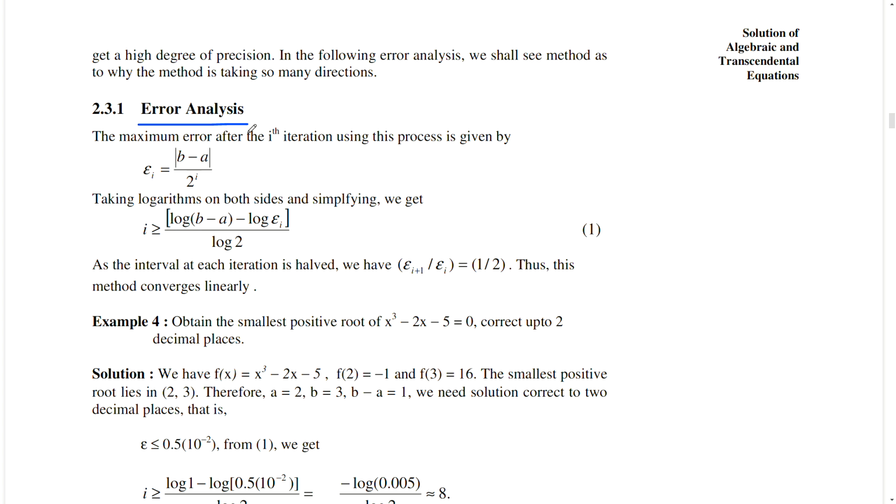Error analysis. The maximum error after the ith iteration using this process is given by e_i equal to (b minus a) by 2 to the power i. Taking logarithms on both sides and simplifying, we get i greater than or equal to (log(b minus a) minus log e_i) by log 2. As the interval at each iteration is halved, we have e_(i plus 1) by e_i equal to 1 by 2. Thus, this method converges linearly.